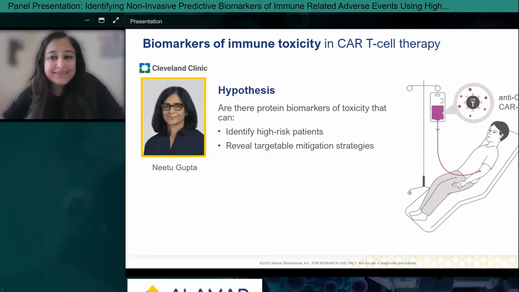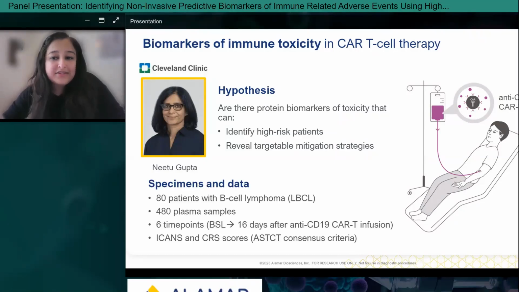At the Cleveland Clinic, we sought to apply the NULISA inflammation panel to stratify patients that are at the highest risk of developing these IRAEs. So one of the goals was to identify patients that are the highest risk. The other goal was really to identify novel targets that could then be leveraged into druggable targets to develop mitigation strategies and manage the complications associated with these adverse events more effectively.